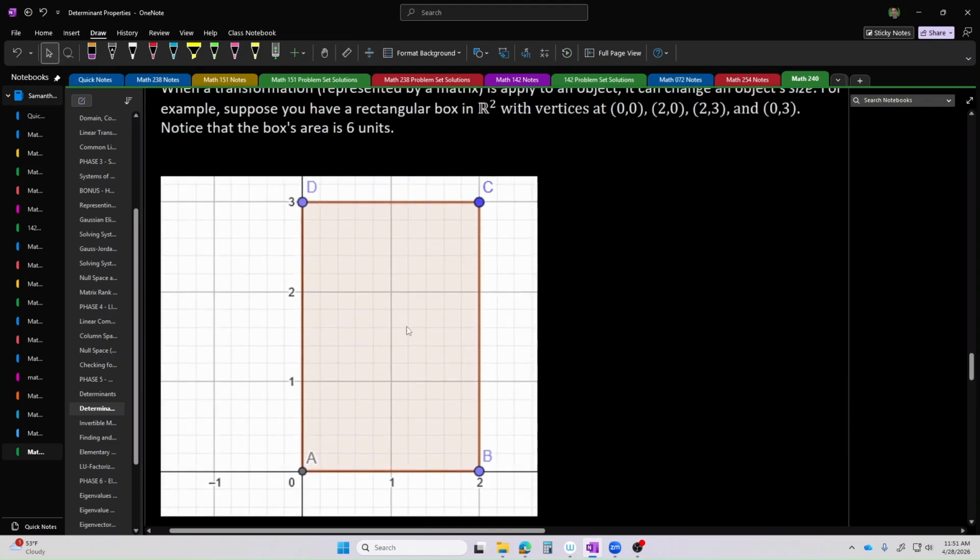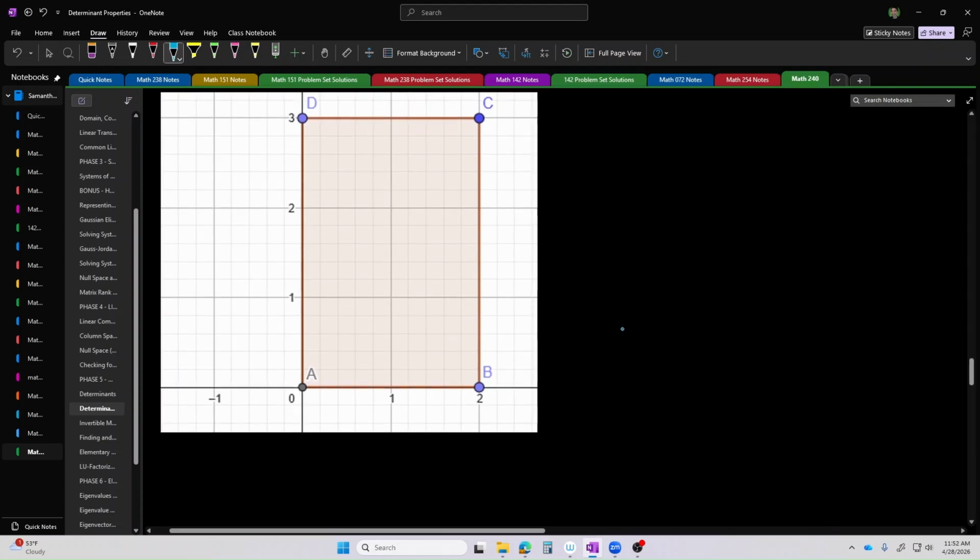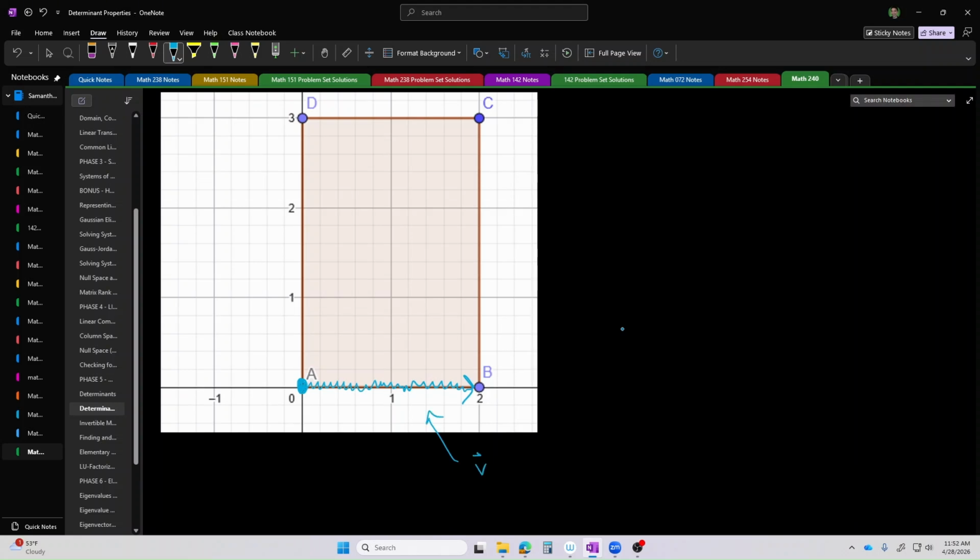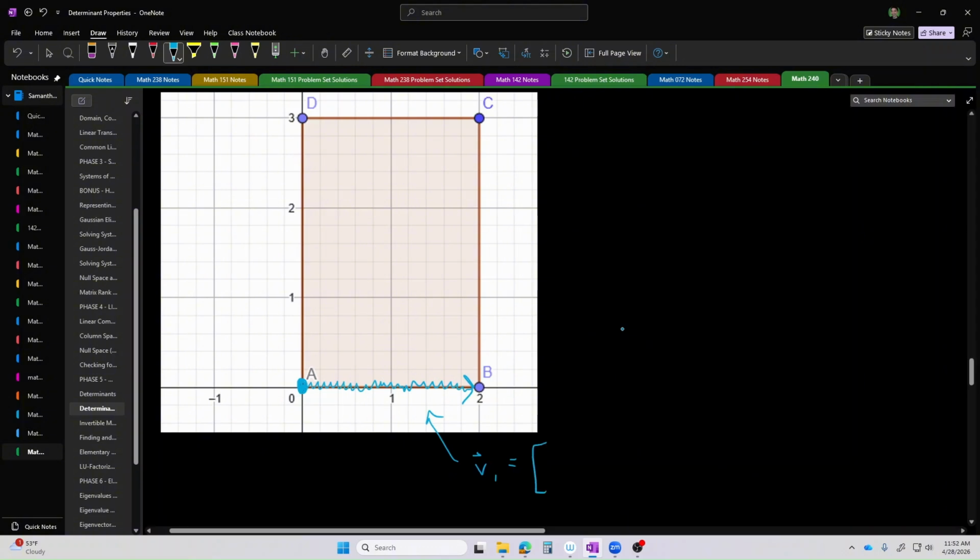For example, if I give us a shape here, a set of vectors and a set of points in two-dimensional space, I could ask the question, what does the matrix M do to this entire box? What does the matrix M do to all of the vectors and all of the points inside the box? For example, I could consider the vector v1 that forms the bottom side of this box. Let me call this bottom side of the box the vector v1. So v1 would have the components 2 and 0.